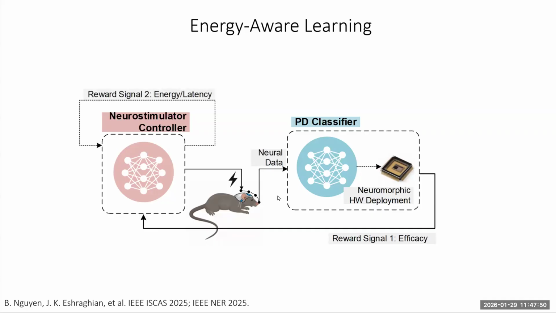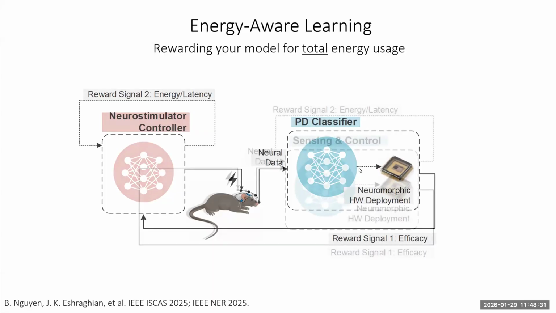So the second loop to add here is your energy and latency. We reward the system for activating the neurostimulator on a stringent budget. In this case, that's energy. We allow frequency, pulse width, duty cycle, and amplitude, of course, all these variables that define the neurostimulator control setup, those are treated as free parameters, and we combine the efficacy and the energy of the total system. So you reward your model for total energy usage in addition to working effectively. That's really how to go beyond just addressing 5% of your system and addressing the full system itself.